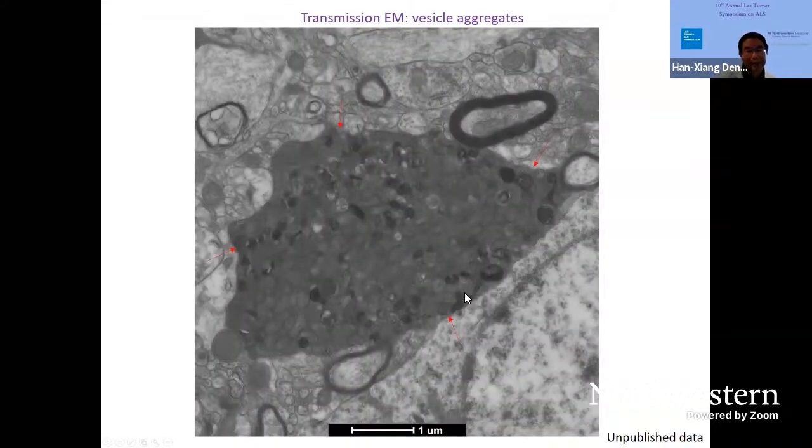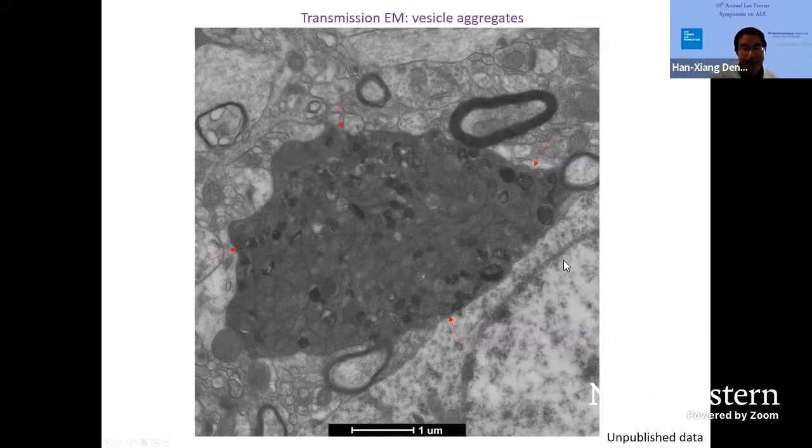And in the transmission EM, we found this structure with a large number of vesicles, but it looks like not exclusively vesicles, there's some other structure like mitochondria. Looks like a mitochondrial structure, but they are very uniform. They're pretty uniform with the large dense core vesicles.